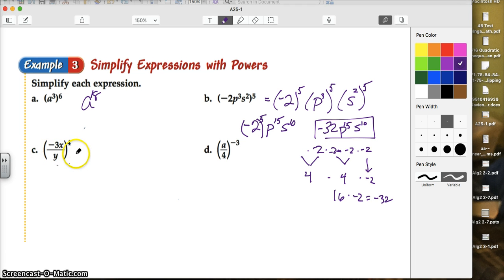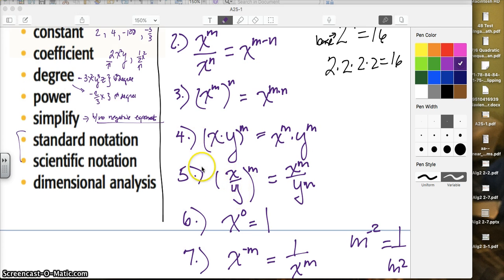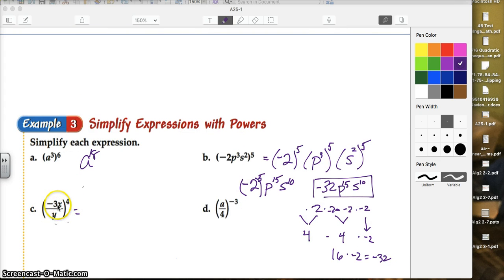Let's take a look at part C. In part C, we've got this 4 on the outside. If we think back to rule number, I forget which number it was, let me take a quick look. Here we are, rule number 5. This reminds me of rule number 5 because I've got a quotient here and I'm raising it to one power, and therefore each thing inside needs to be raised to that power. We have that same situation with the rule just before it, rule number 3 or something. So we know that the 4 is going to have an effect on everything in here, since it's all being multiplied and divided.